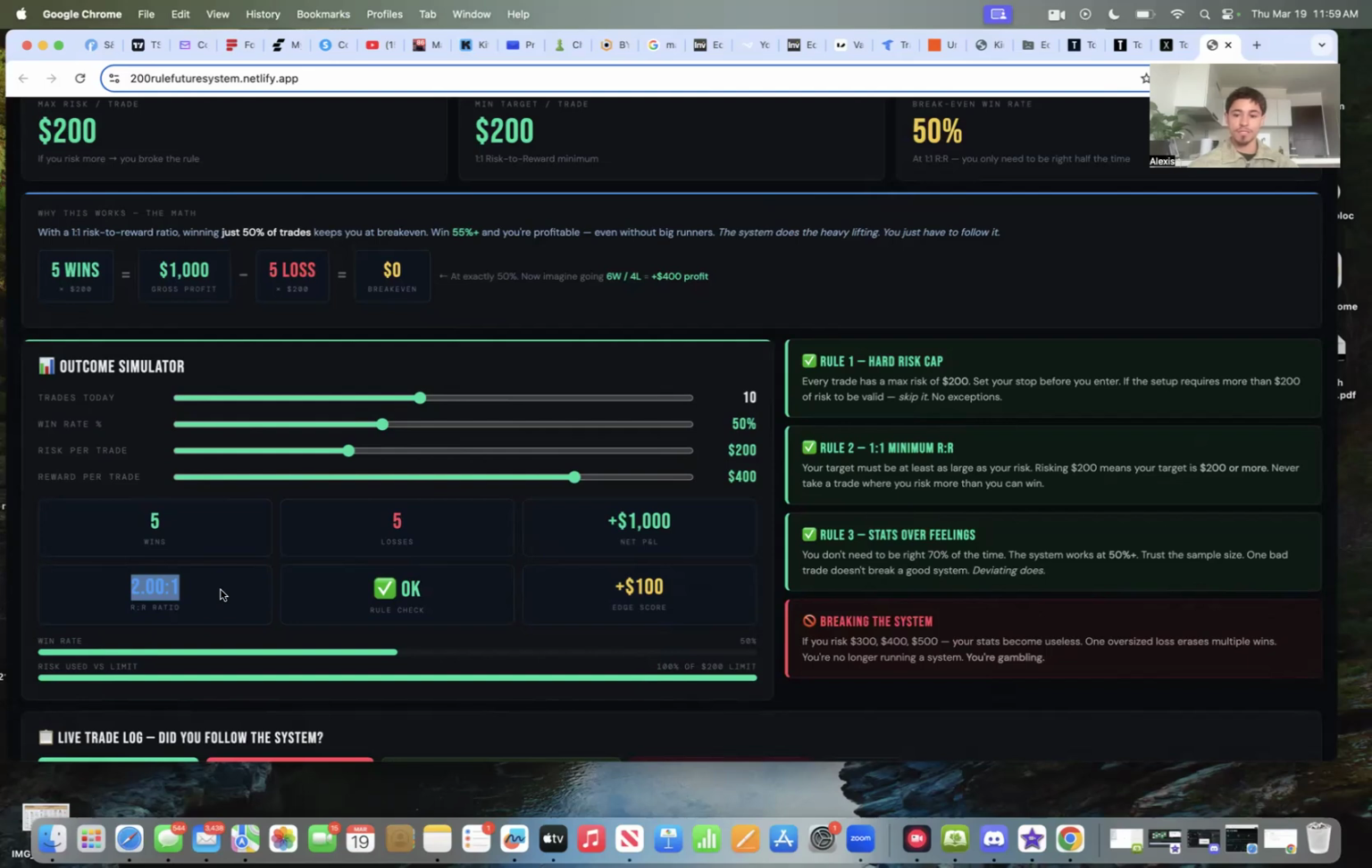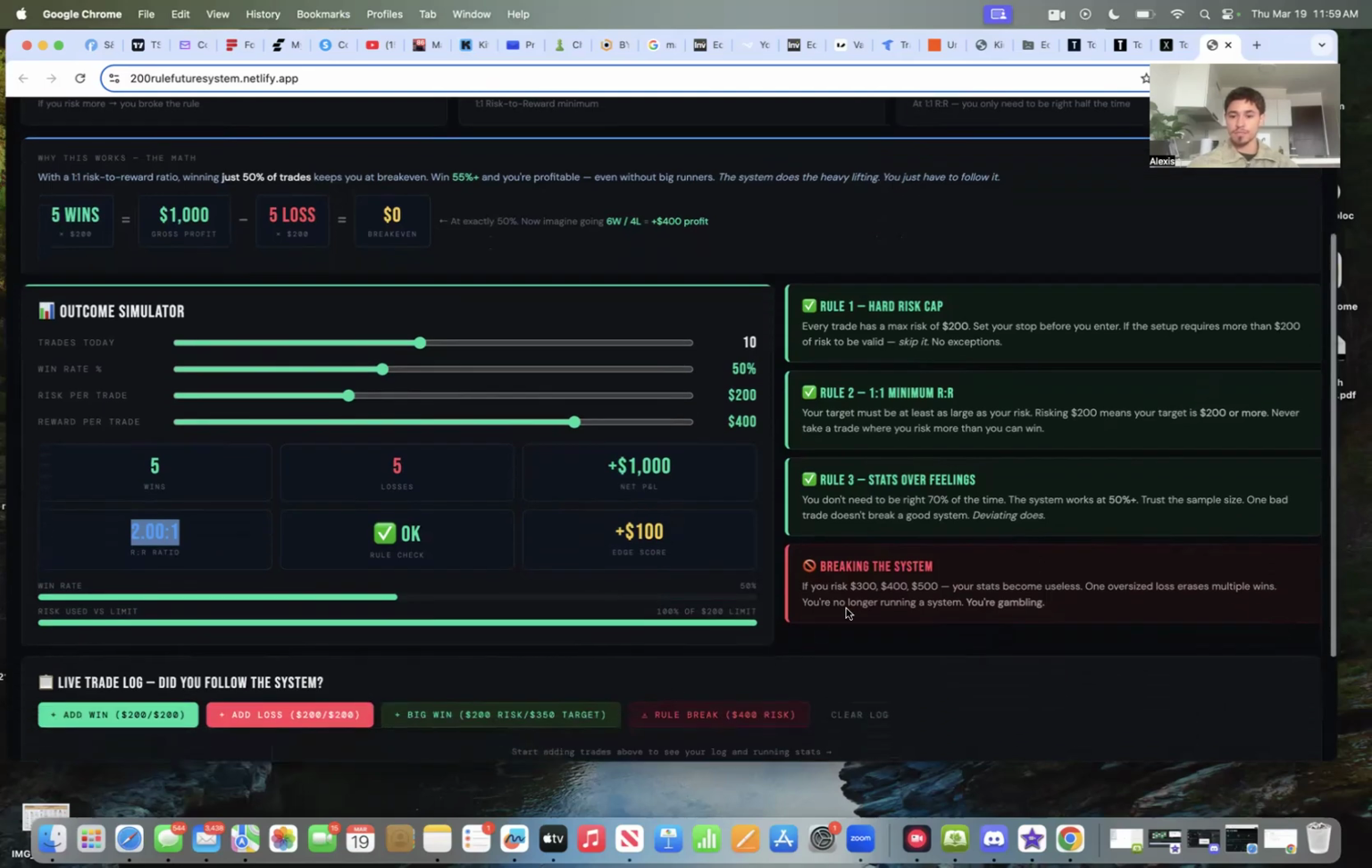But what sets a lot of traders back is breaking the system, right? You could catch a 50-point move, but let's say you go and lose 400 on your next trade, you just give back what you made. The whole point is to not let one oversized loss erase multiple wins, which is a problem that I see traders have. At that point, you are not running a system, you're gambling. So if you focus on the system, losing is a part of the game.